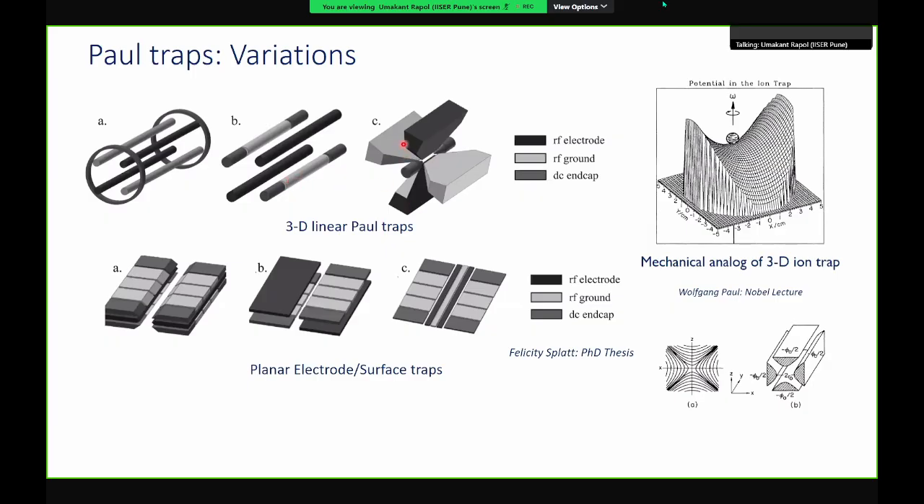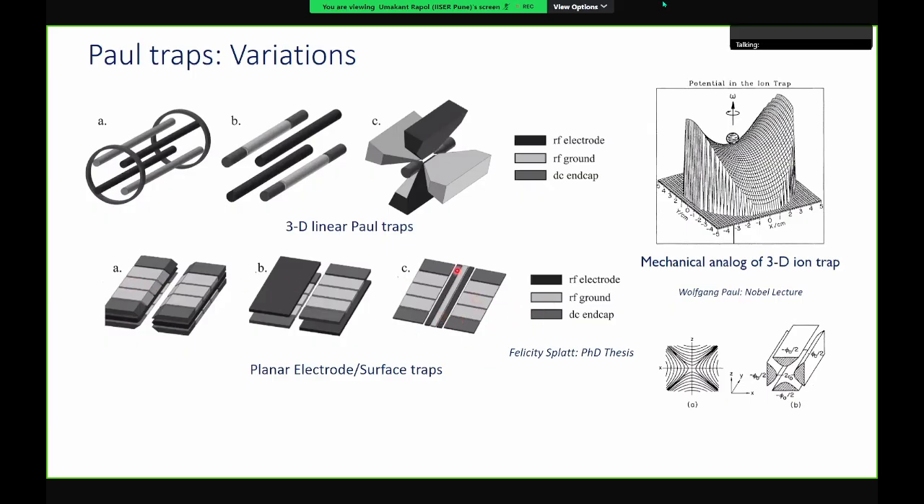Or you have a trap where these electrodes are like blades, and there are axial electrodes like tips, and sometimes you can also have a hole through this tip for addressing the ions along the axial direction. Now, you can also fold this geometry and get configurations in a planar kind of geometry as shown in A, B, C, and so on.